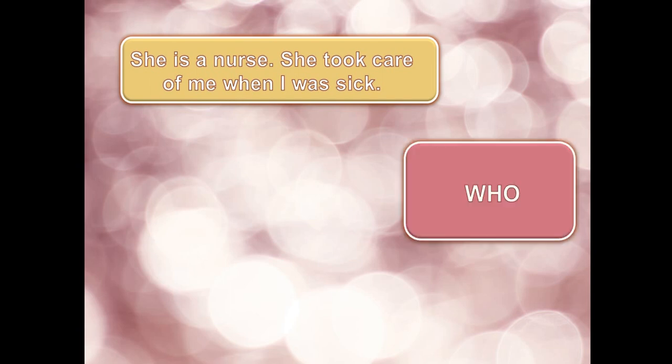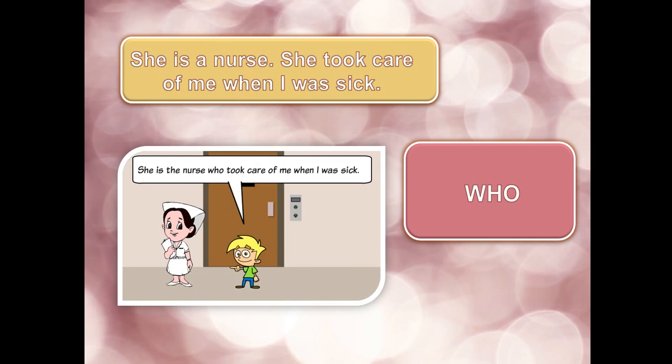So the sentence will be, she is the nurse who took care of me when I was sick. Notice here that I changed a to the, and also I omitted she from the second sentence, and I added who here: she is the nurse who took care of me when I was sick.